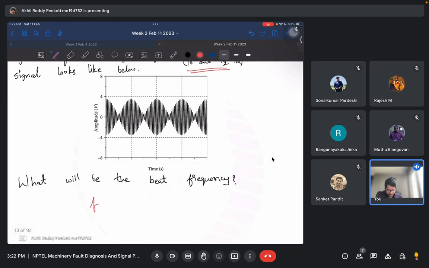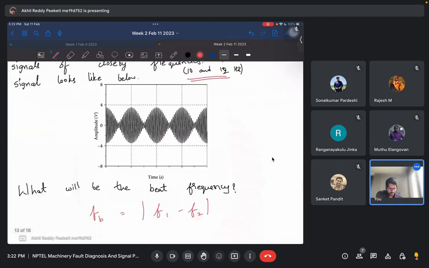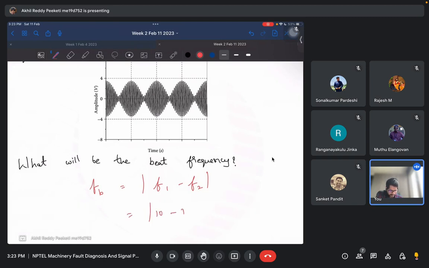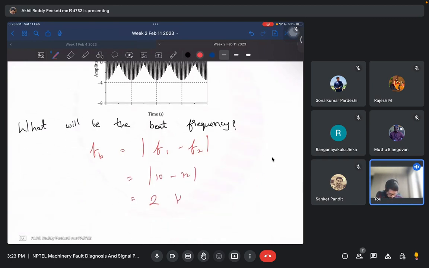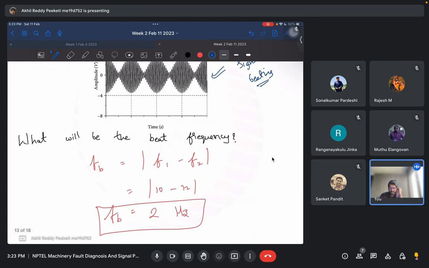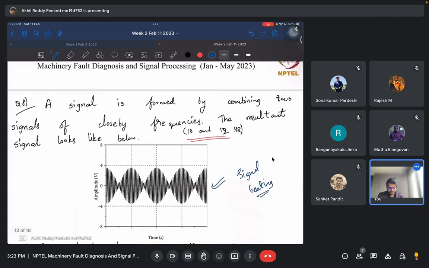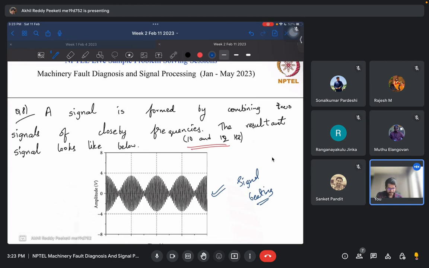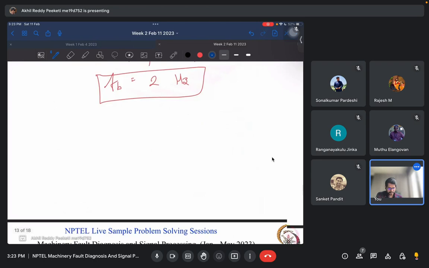The beat frequency is just the absolute difference between the two frequencies which you combine. So in this case 10 minus 12, the beat frequency would be 2 hertz. So when you are combining two signals of very close frequencies, you will get this new phenomenon, signal beating, and the beat frequency would be just the difference between these two frequencies. I hope this is clear in this question. Now let's move on to the next question.